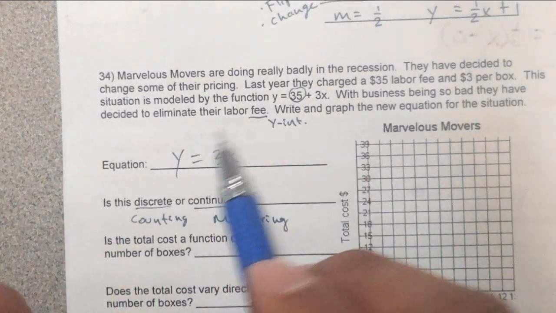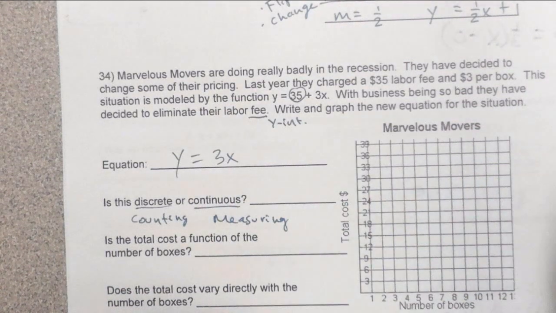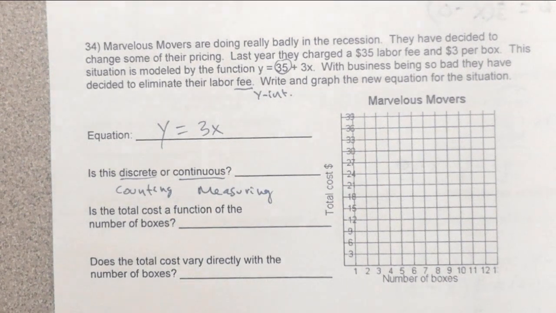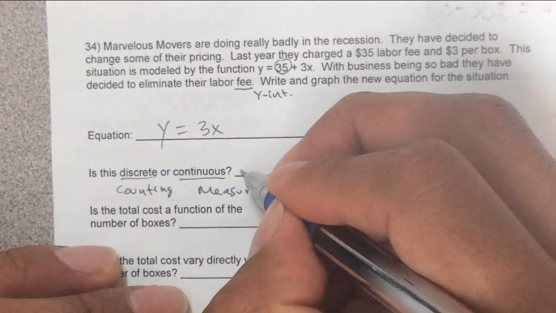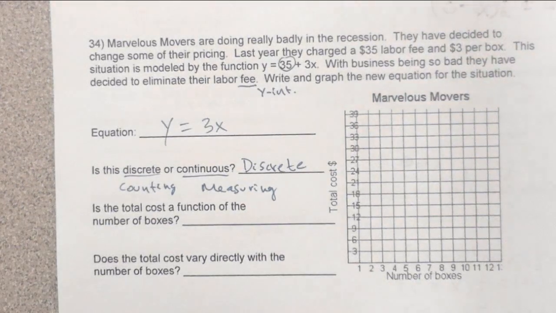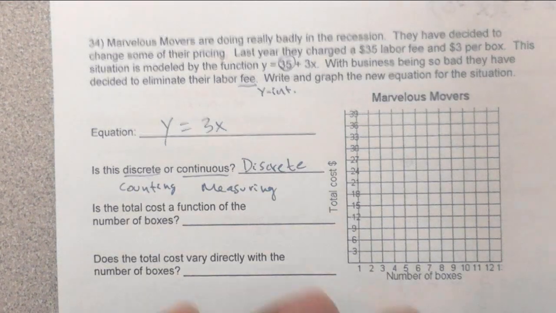Now this is a moving company, and they charge per box. Are you counting those boxes or are you measuring the boxes? Okay, so it never says anything about measuring boxes, so therefore we are going to go with discrete. Okay, and now that you have a function, you can also use your calculator and figure out the pattern.